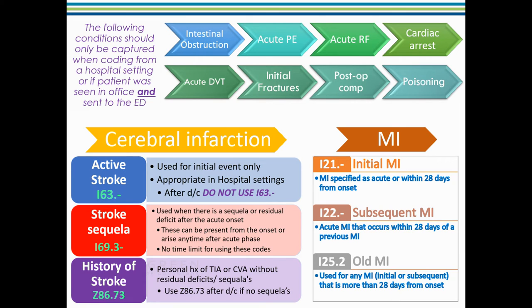Those conditions are intestinal obstruction, acute PE, acute respiratory failure, cardiac arrest, acute DVT, initial fractures, post-op complications, and poisonings. In addition to those, there are two additional acute diagnoses that really are the two most commonly misused and misdiagnosed conditions. Those are CVA and myocardial infarction.